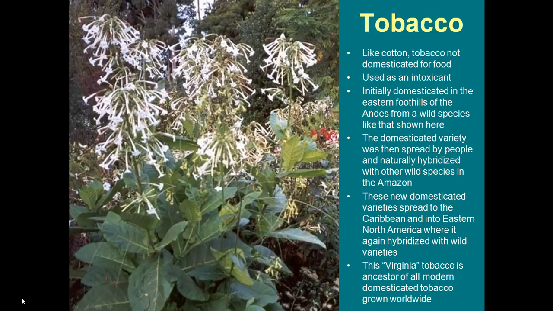This Virginia tobacco, which was smoked by the first Europeans arriving in the eastern United States, is the ancestor of all modern domesticated tobacco that is grown worldwide. So if you see a pack of Camels and it talks about fine domesticated Turkish tobacco, it was not domesticated in Turkey. All tobacco comes from the New World and was spread to the Old World by people after contact between Europeans and New World peoples.